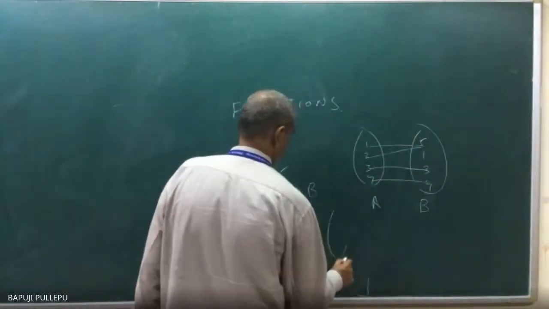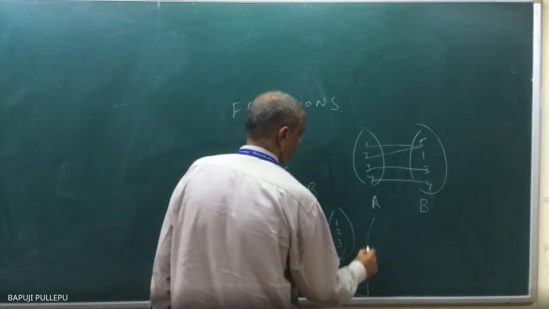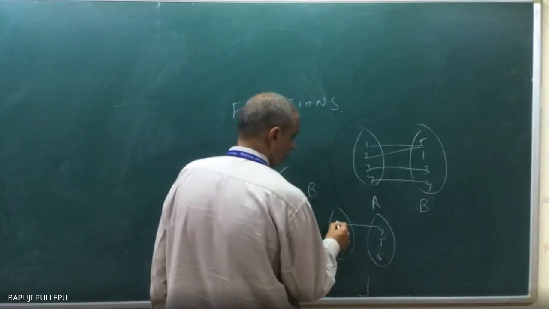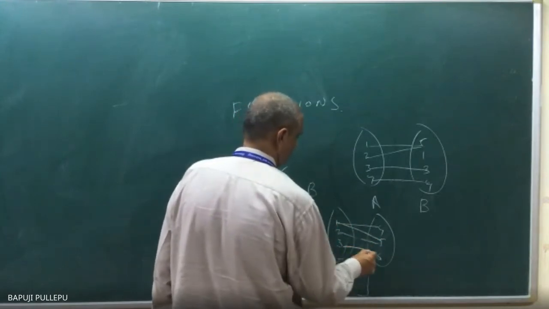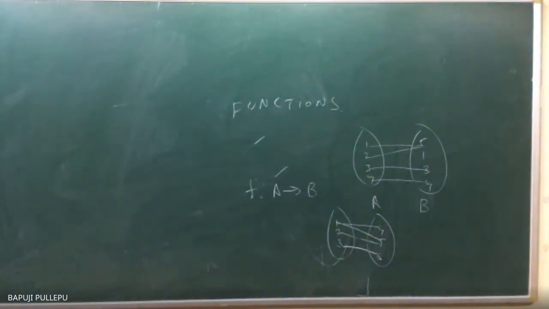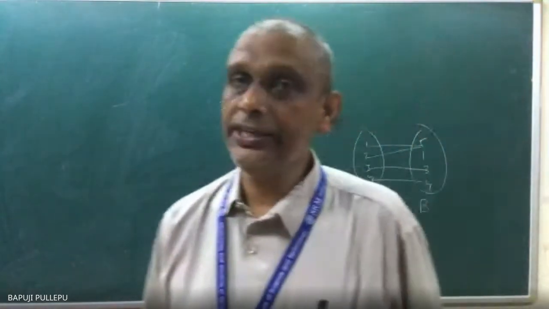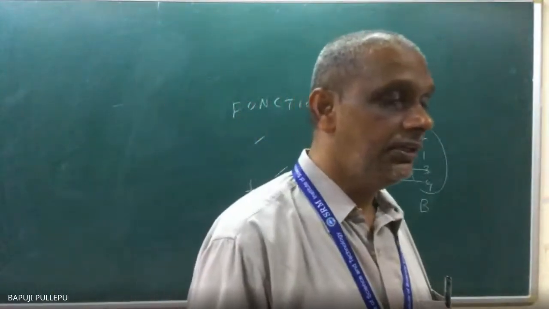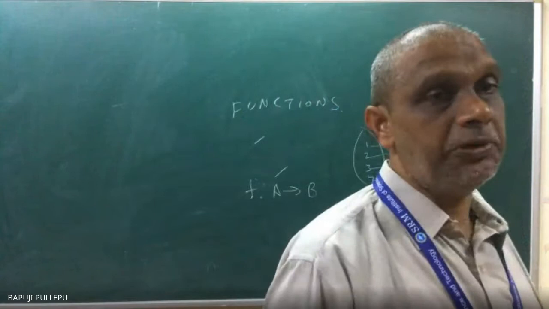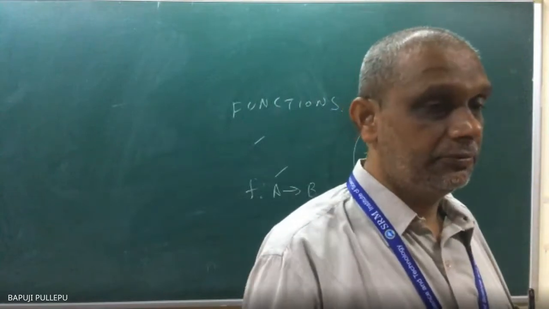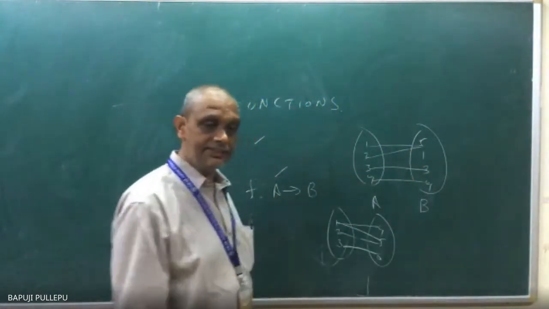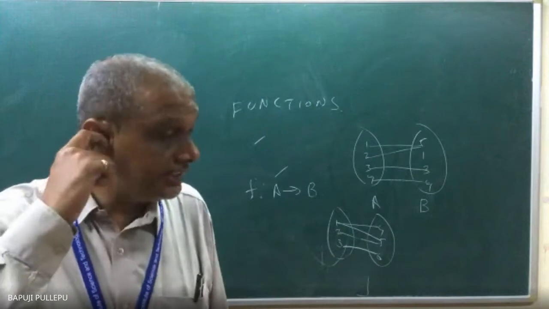Suppose we say 1, 2, 3 and 4, 5, 6. One maps to 4, one maps to 5, 2 maps to 5, 3 to 6. So this is not a function. Why? Each element in the domain will have only one image, but two fellows having the same image is no problem. One also finds an image, two also find the image. That is allowed, but one fellow doesn't have two images.